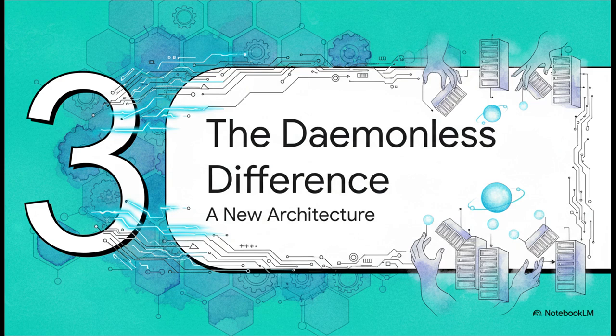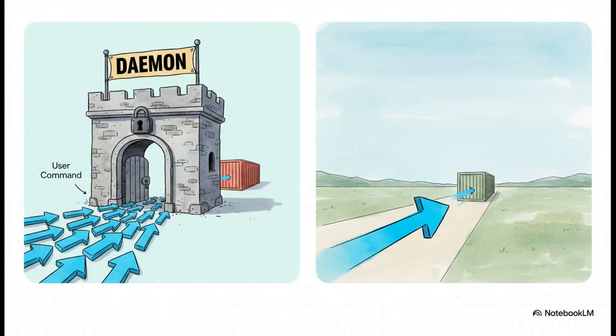Let's pull back the curtain and really look at how this new architecture works. This comparison really lays it all out. On the one side, you've got the traditional daemon model. Every single command you run has to go through this one central service, which is usually running as root. That's a huge bottleneck, and frankly, it's a massive security target. If someone compromises that one daemon, they basically own your whole system.